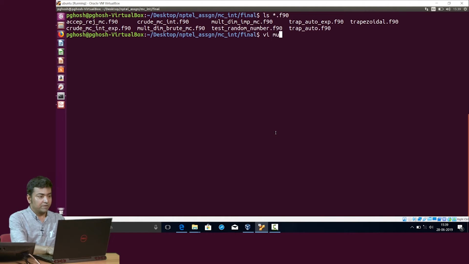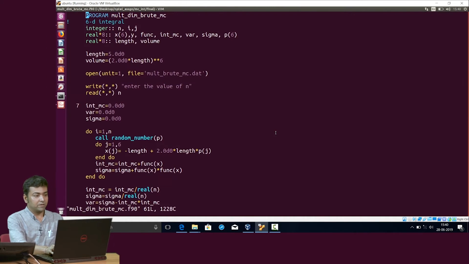So, this is my file multi-dimension brute underscore F90. This is the program which will do the brute force integral for us, and the idea is exactly the same as the previous examples we looked at for Monte Carlo integration, for example, the integration of e to the power x, but there we had only one variable x. Here we have 6 variables: x1, x2, x3, x4, x5 and x6.